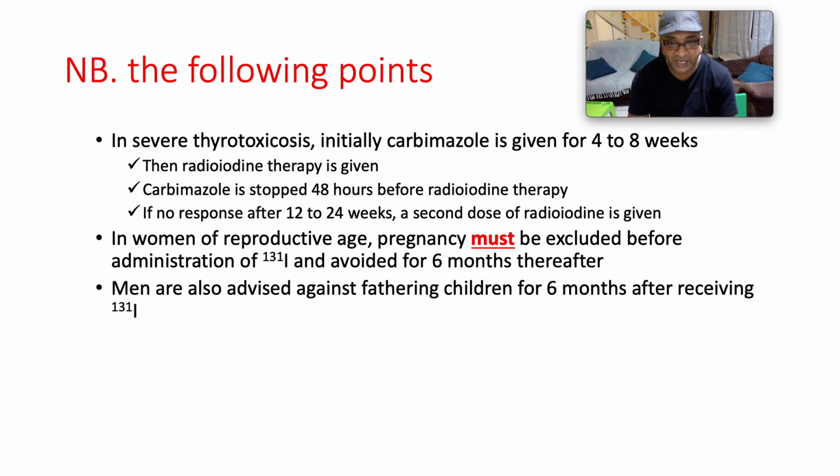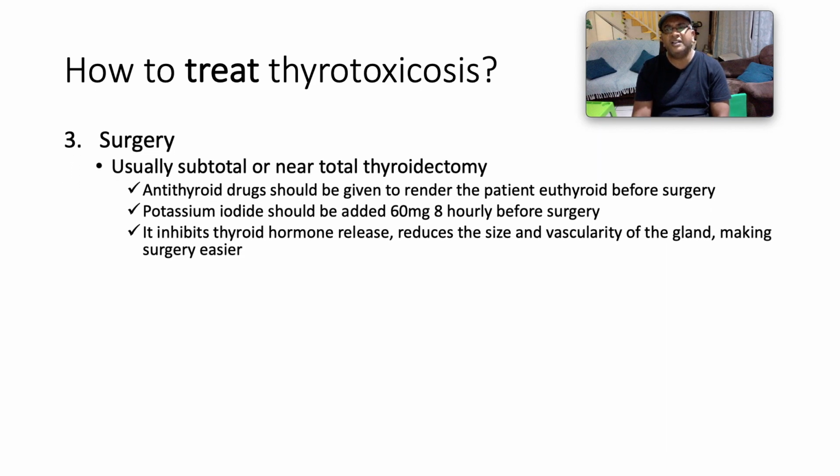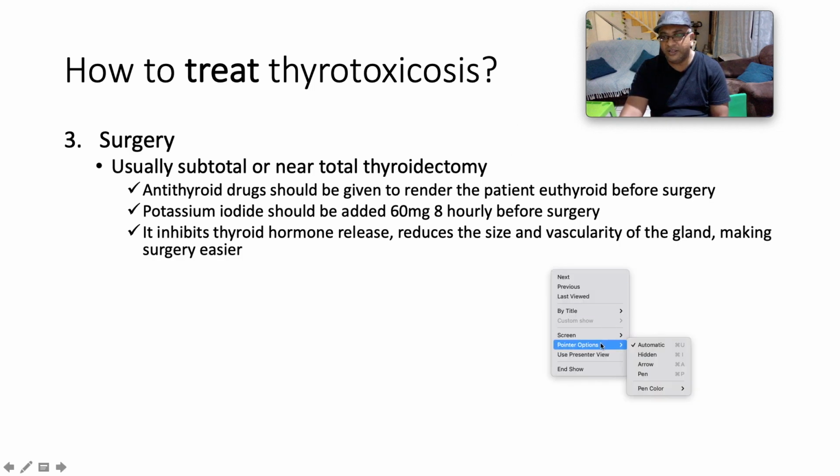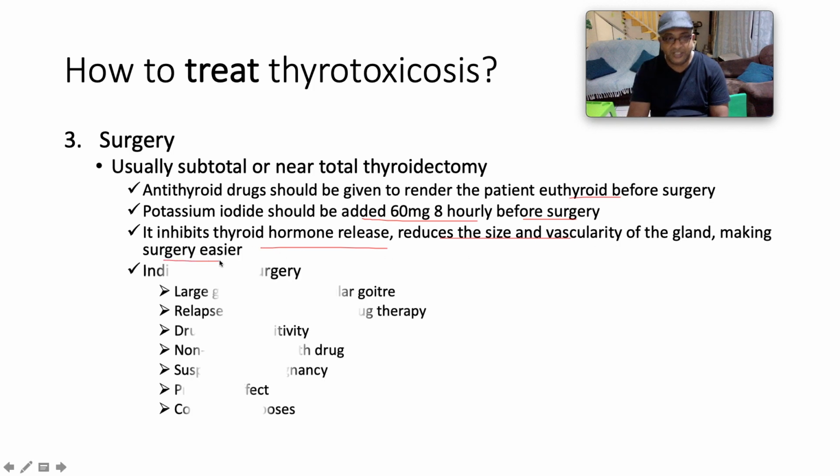In women of reproductive age, pregnancy must be excluded before you give radioactive iodine and avoid it for 6 months thereafter because of teratogenic potential. Men are also advised against fathering children for 6 months after receiving radioactive iodine therapy. The third weapon we have is surgery, and here we speak about subtotal or near total thyroidectomy. So here antithyroid drugs should be given to render the patient euthyroid before surgery. Potassium iodide should be added, 60 milligrams 8 hourly just before surgery, because it inhibits thyroid hormone release, reducing the size and vascularity of the gland, making surgery much easier.